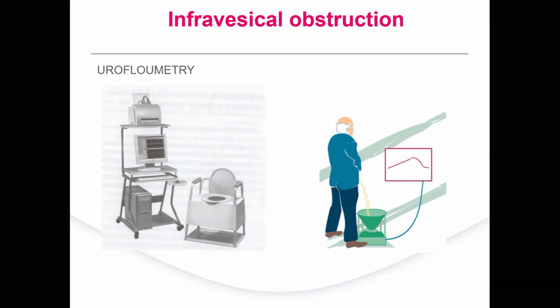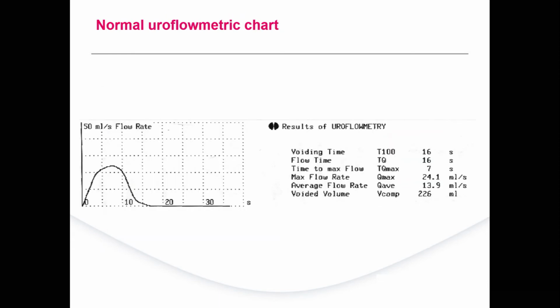The infravesical obstruction is evaluated by investigations like uroflowmetry, which assesses the speed of the urine stream, which can be maximal speed and average speed. If these indications are low, we should think about infravesical obstruction. So here we have the flow rate and also these indications: voiding time, flow time, time to max flow, max flow rate, average flow rate, and voided volume.